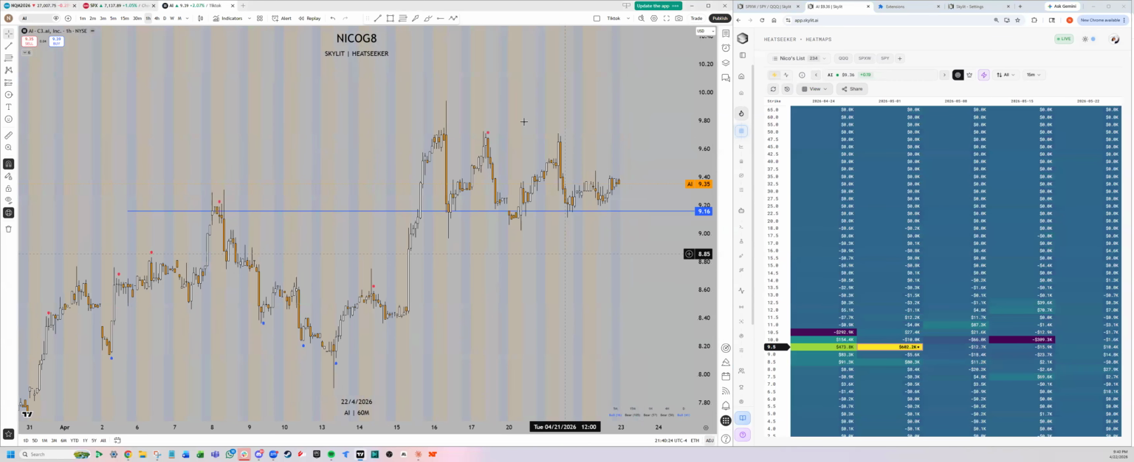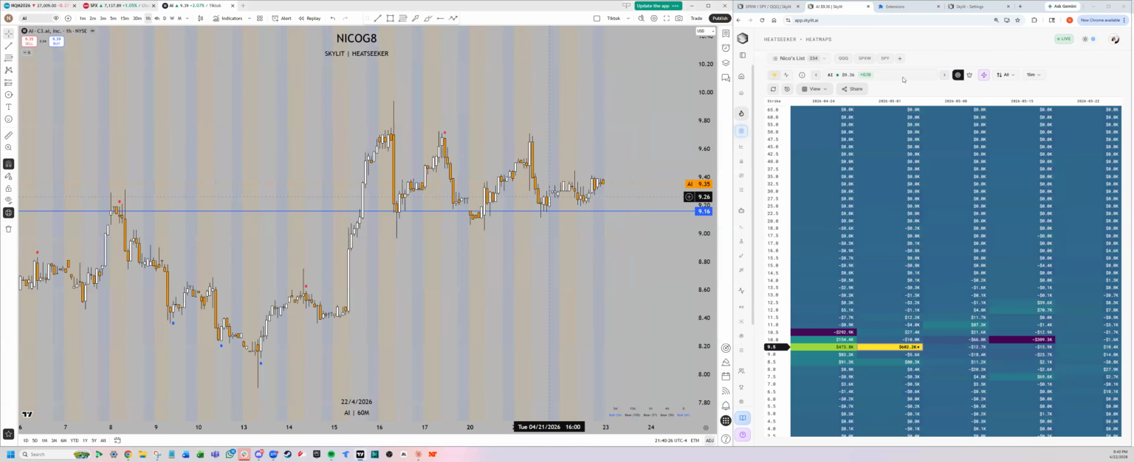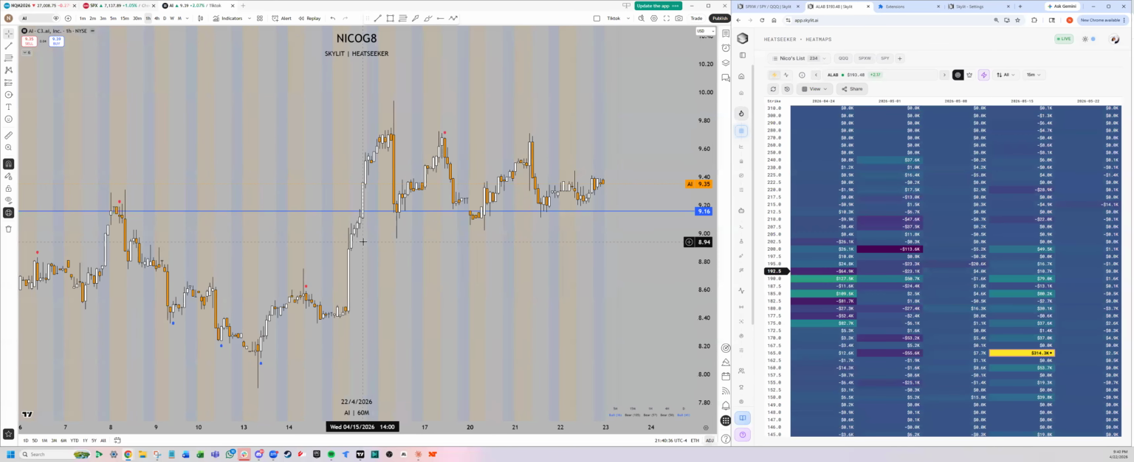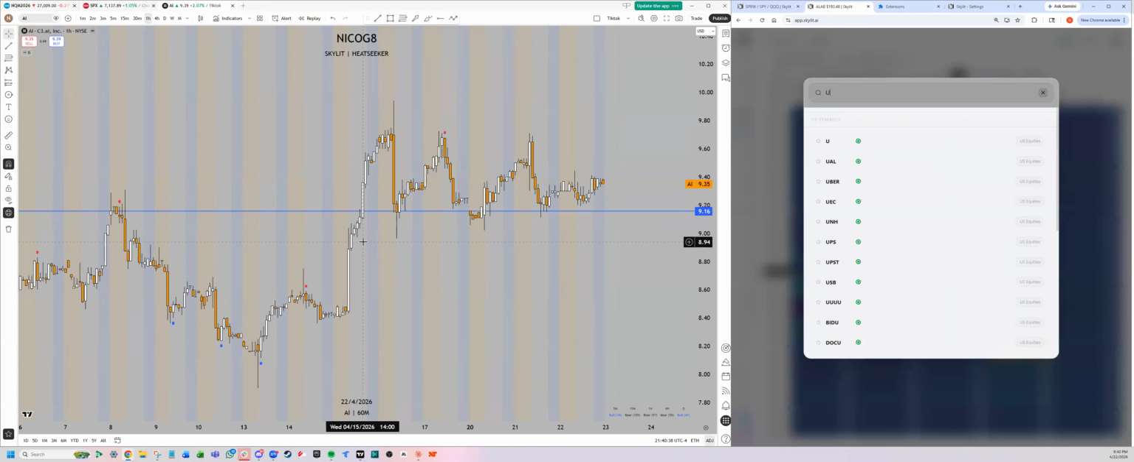AI, I don't think it'll happen this week, but AI is flagging pretty nice. So we can see maybe next week. If we sweep this downside liquidity or this upside, maybe we get a good reversal, a good move on AI. Uber.